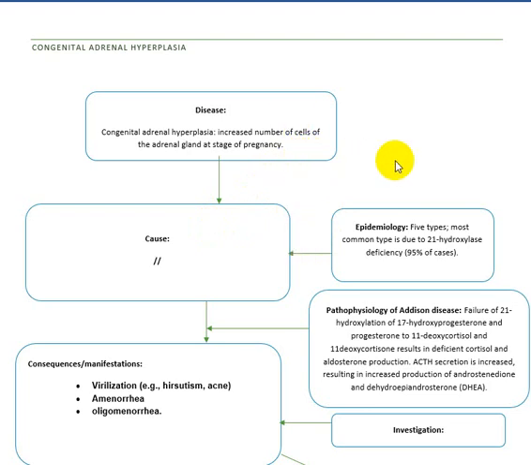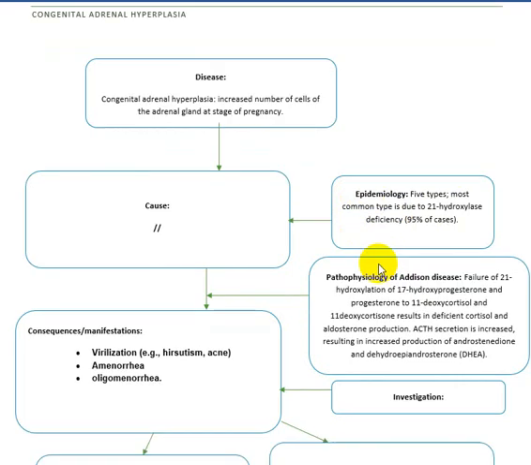Zona glomerulosa normally produces mineralocorticoids such as aldosterone. Zona fasciculata normally produces glucocorticoids such as cortisol, while the zona reticularis produces androgens such as testosterone. Now the patient does not have the 21 hydroxylase enzyme, so he cannot produce the mineralocorticoids, such as aldosterone, and the glucocorticoids, such as cortisol. This is why the patient is only going to produce the androgens such as testosterone.